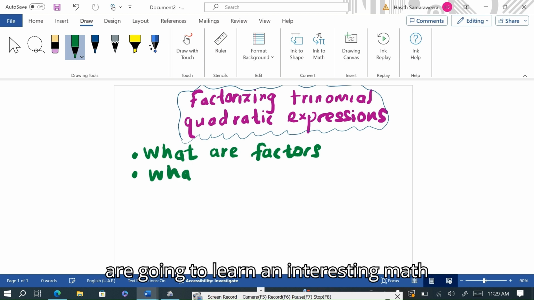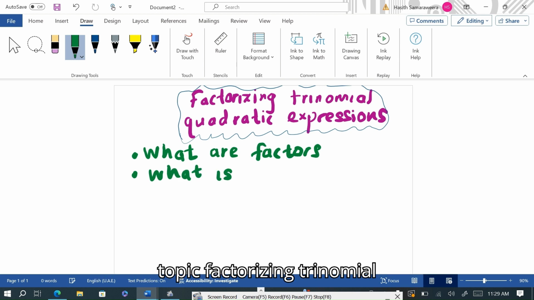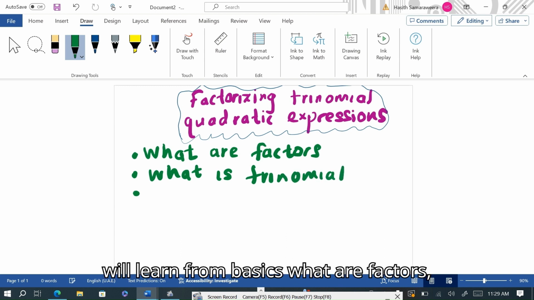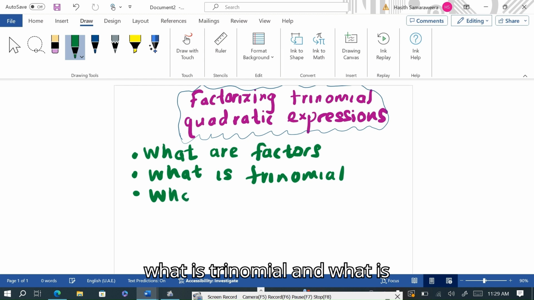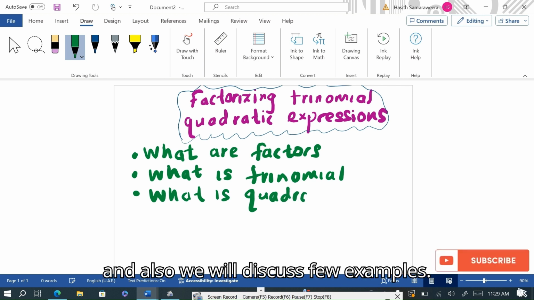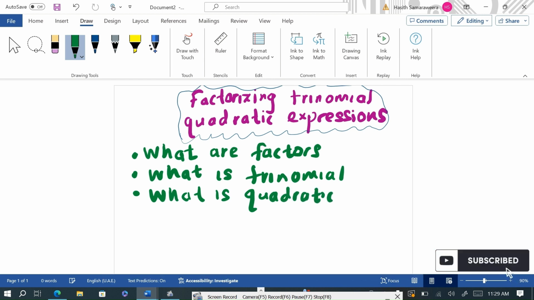Today we are going to learn an interesting math topic, factorizing trinomial quadratic expressions. In this video we will learn from basics. What are factors? What is trinomial? And what is quadratic? We will discuss these topics. And also we will discuss few examples.